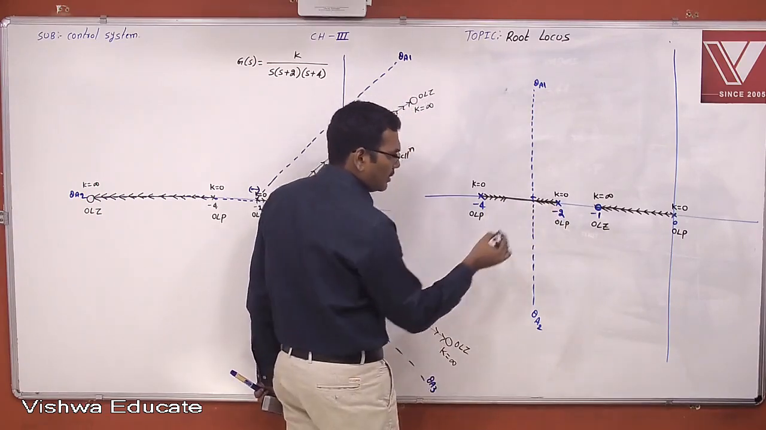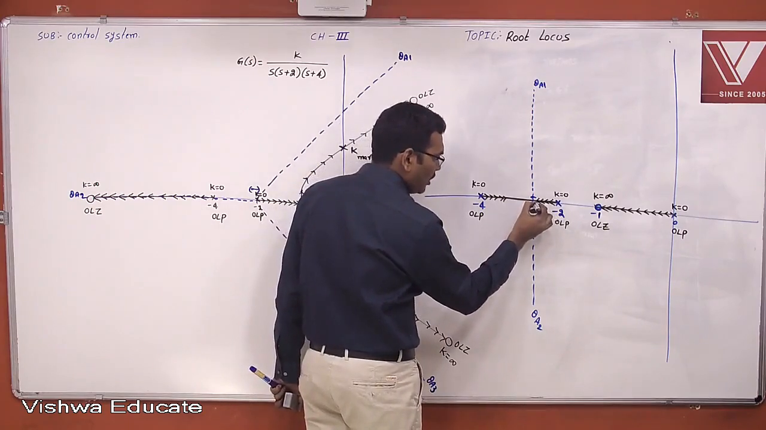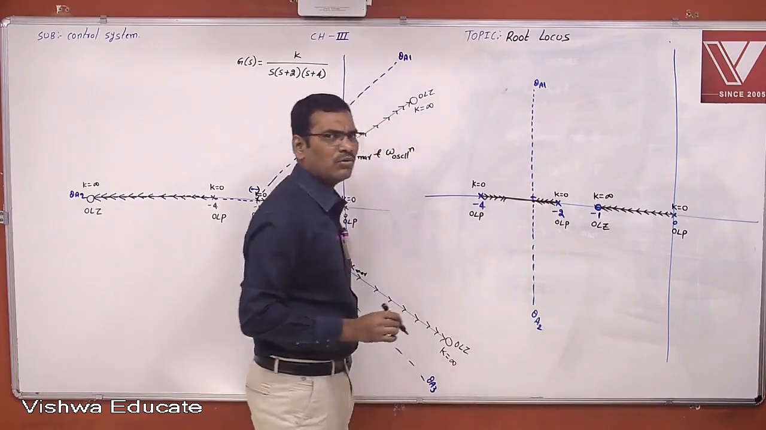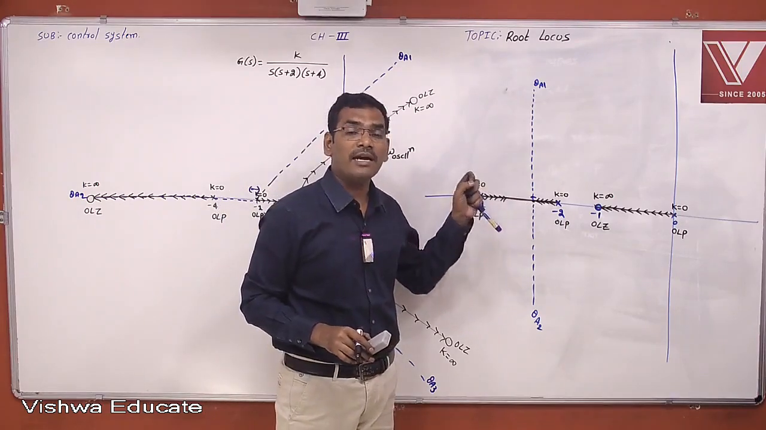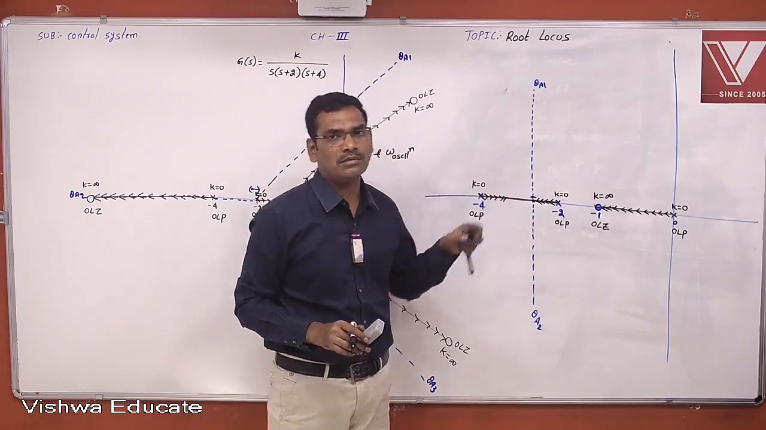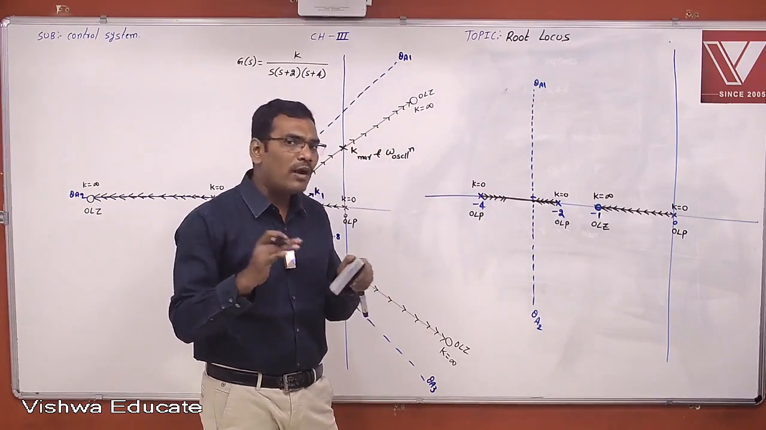The students are asking that, sir, this is the intersection point, why are you not leaving from here? No, who says that? This intersection point is only for drawing the angle of asymptotes. You have to leave or you have to enter.